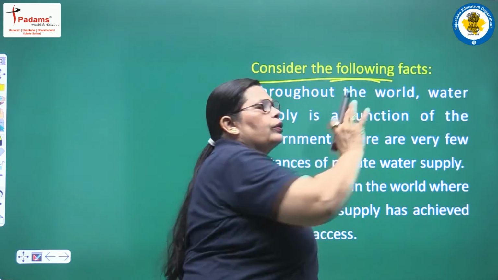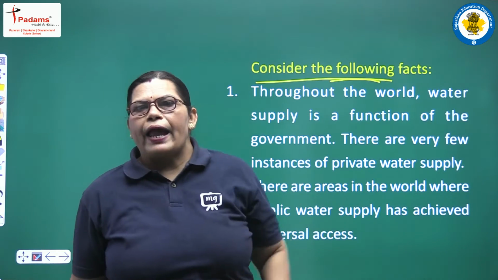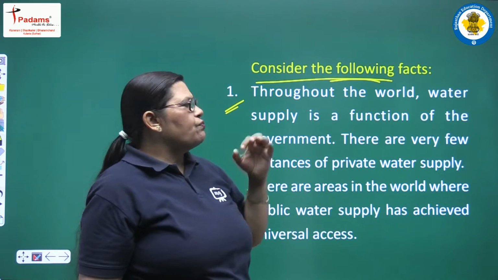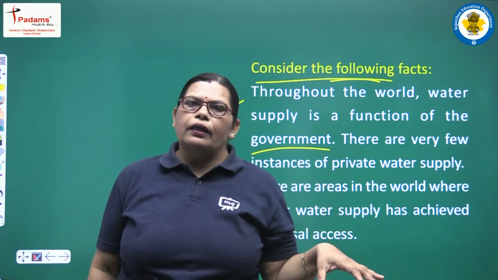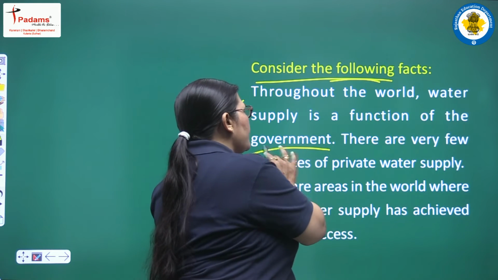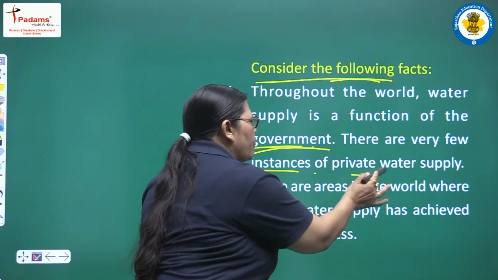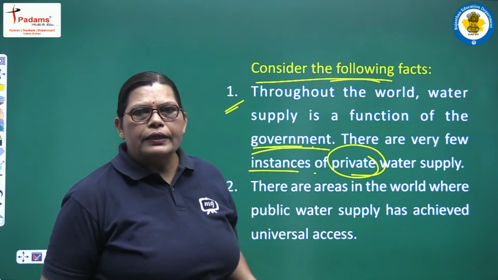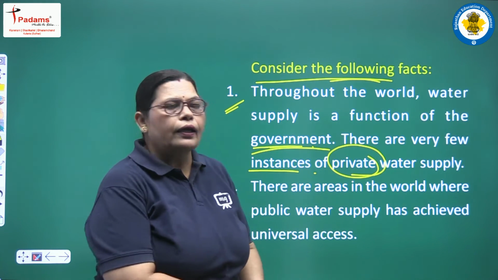When we are considering government versus private sector, we will consider the following facts here. The first fact is, throughout the world, water supply is a function of the government. When we talk not only about India but all over the world, children, what's the real situation? Most of the water supply is governed by the government. There are very few instances of private water supply, only water tankers and sometimes others. But in the real situation all over the world, only and only the government is supplying the water.